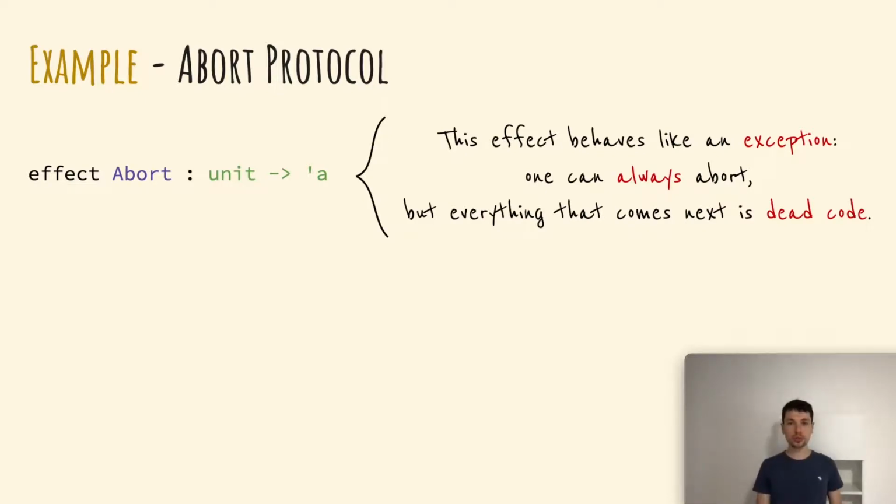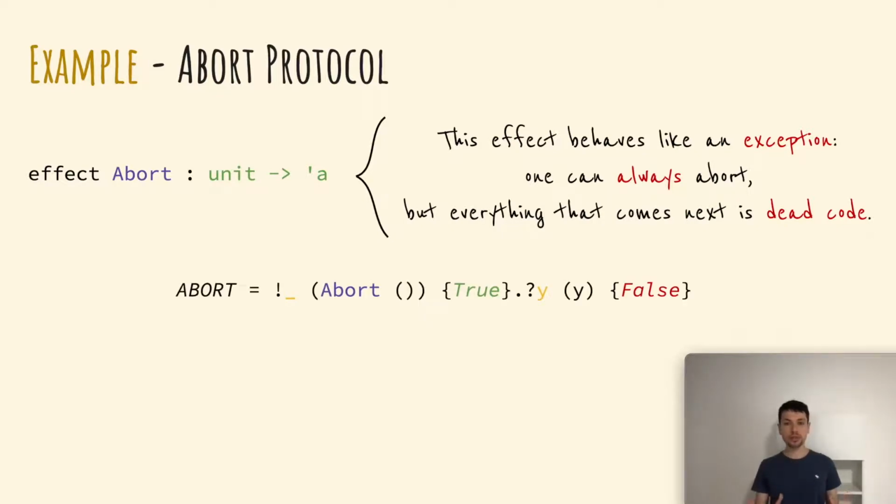Congratulations for those of you who have tried. And here is the answer. The protocol basically reads as we can always perform abort, because then we would only have to prove the proposition true, which trivially holds. But we can never return, because to return we would have to prove the proposition false.